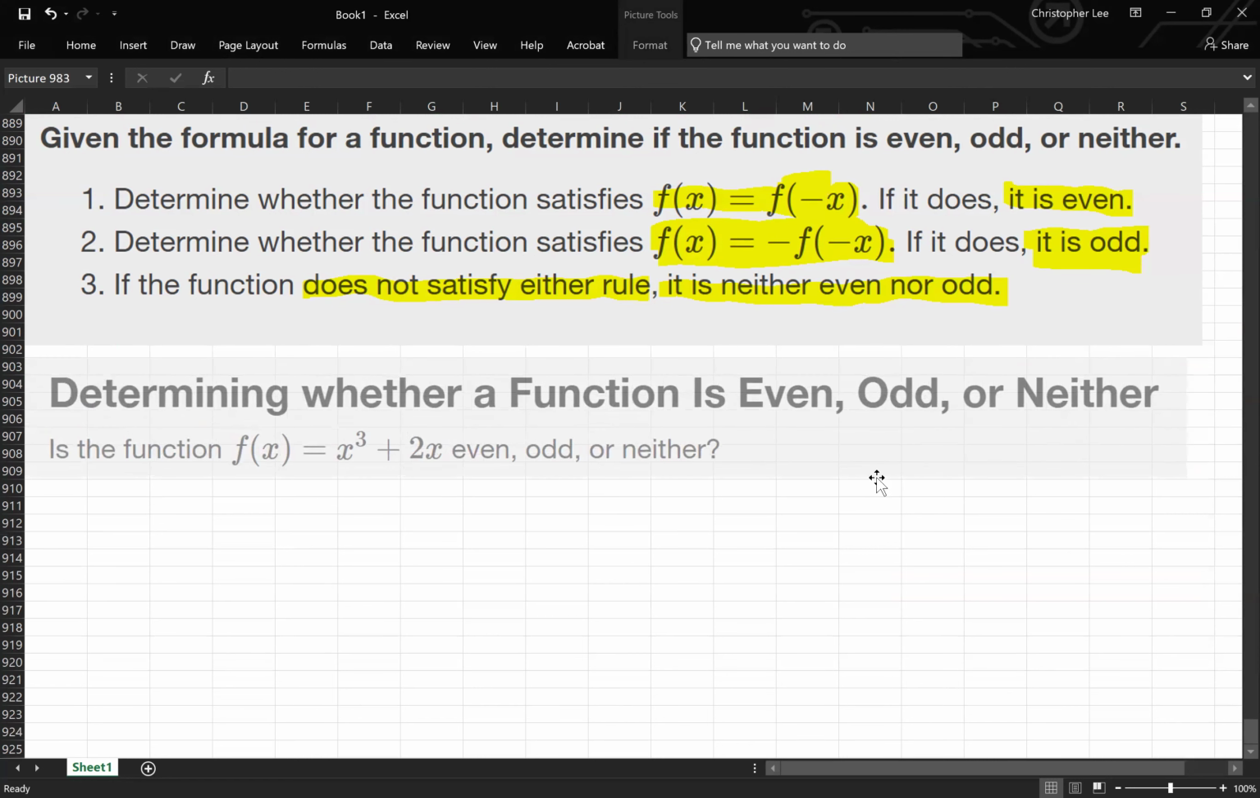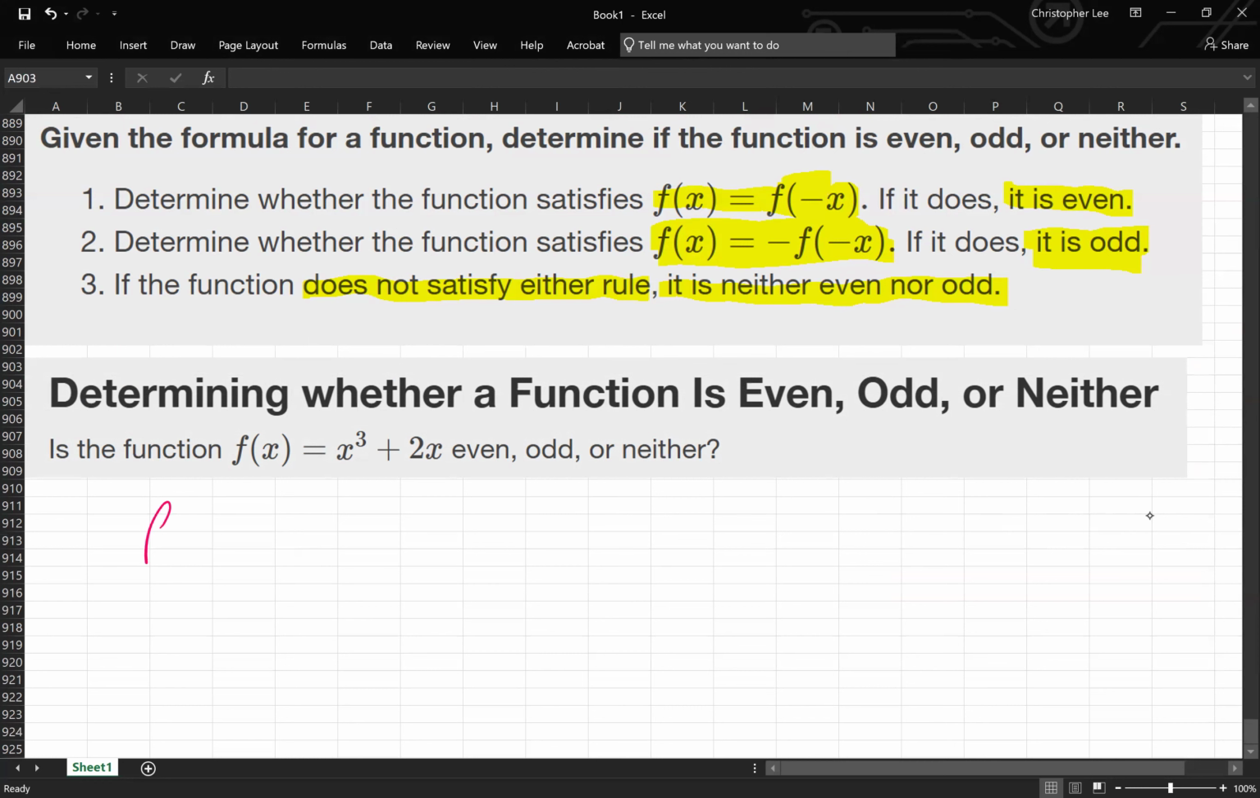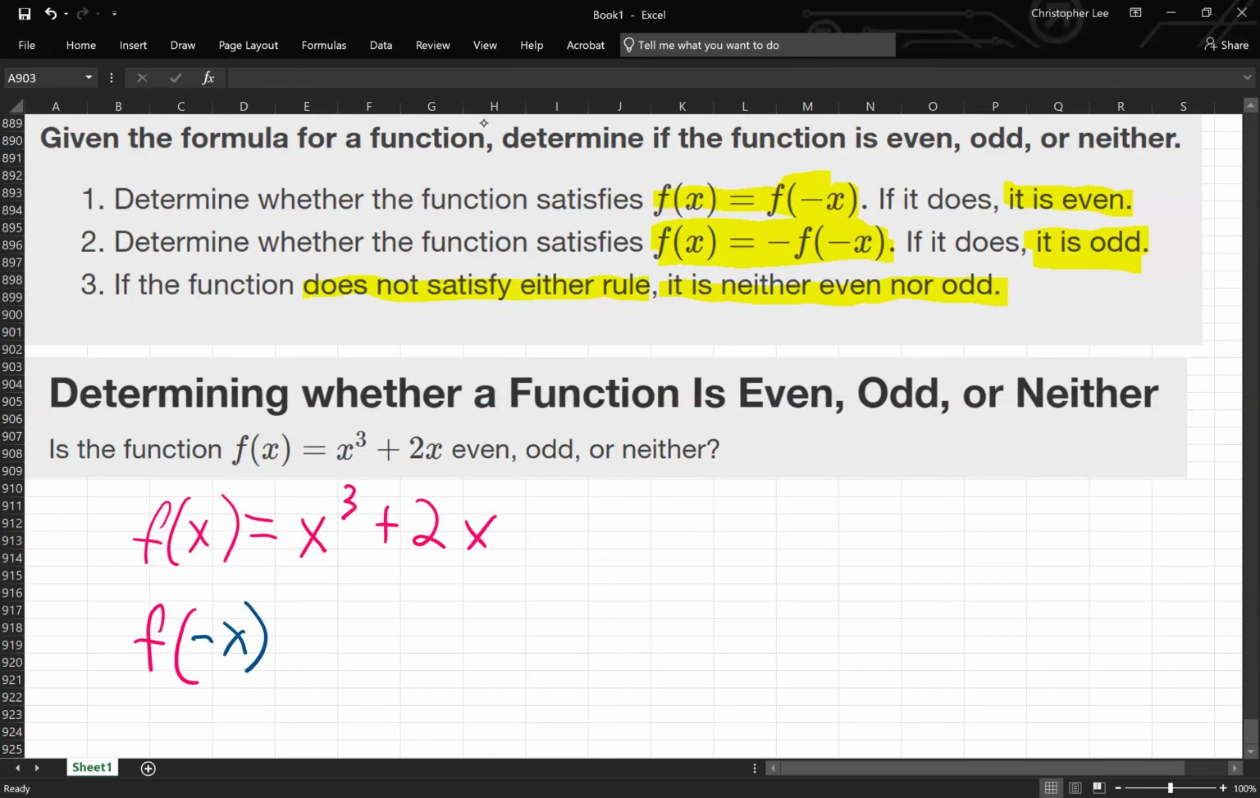So we want to determine whether a function is even, odd, or neither. Is this function, f of x equals x cubed plus 2x, even, odd, or neither? Let's test it to see if it's even. To test if it's even, what am I going to plug into it? Negative x. So let me plug in the negative x and see what happens.